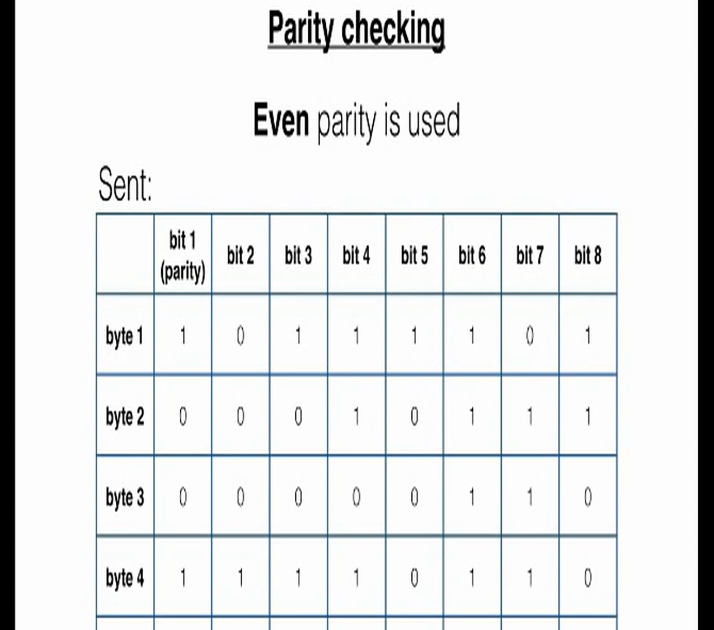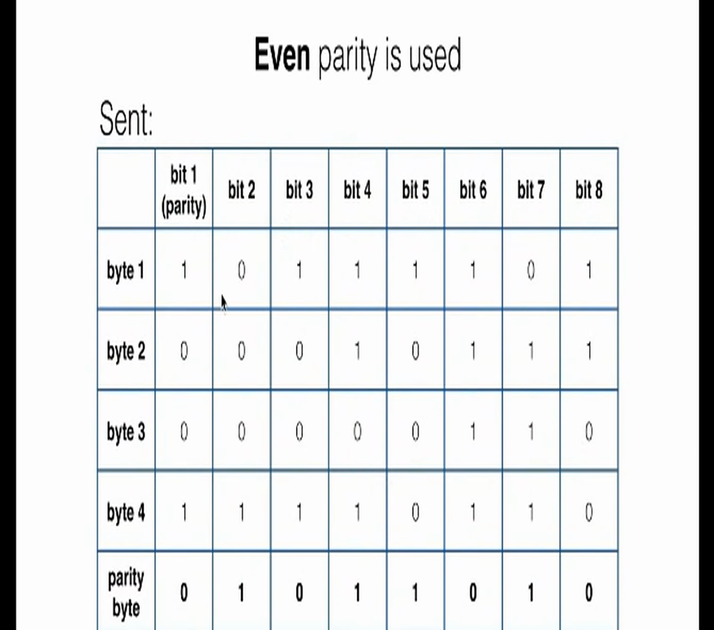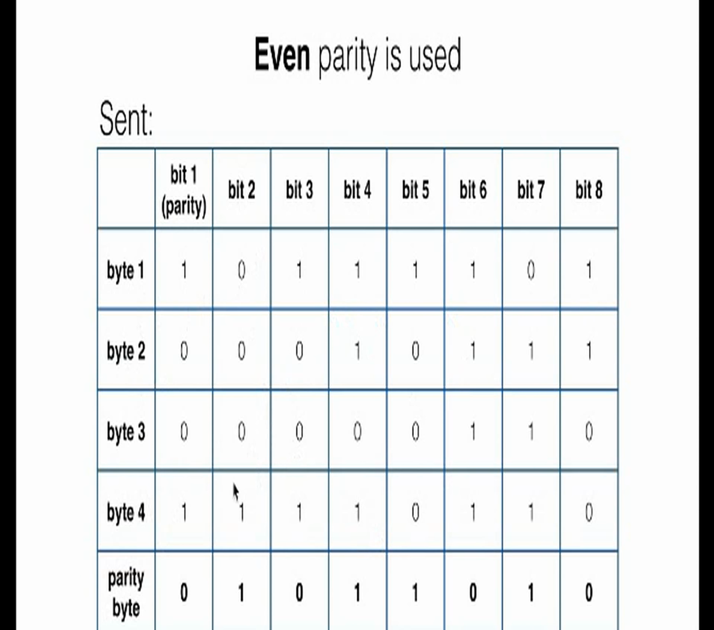Let's look at an actual block to help you get the idea of how this works. Even parity is used, and this is sent. So again, 1, 2, 3, 4, 5, 6. 1, 2, 3, 4. 1, 2. 1, 2, 3, 4, 5, 6. And that all looks good. So let's count the vertical. 1, 2, 1, 2, 1, 2, 1, 2, 3, 4. That looks all good if we count them up. Again, a parity byte is calculated using the columns of all the bytes sent. Since there's one here and even parity is being used, this would have to be one.